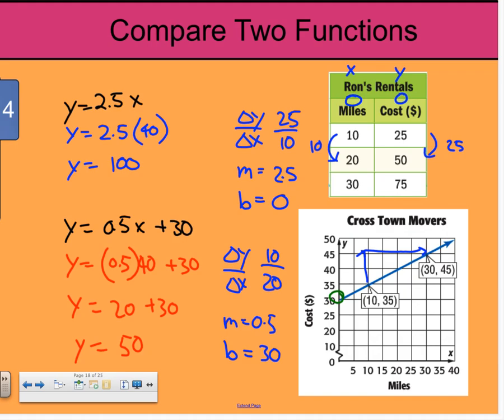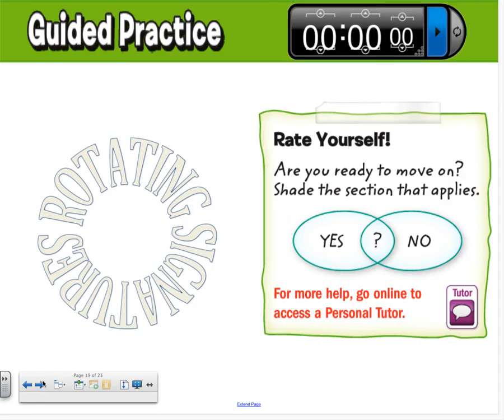Now, if you're moving a much shorter distance, then maybe Ron's Rentals would be a better deal. But for this distance of 40 miles, I think we definitely want to give Crosstown Movers a call and save ourselves $50. All right, excellent work.